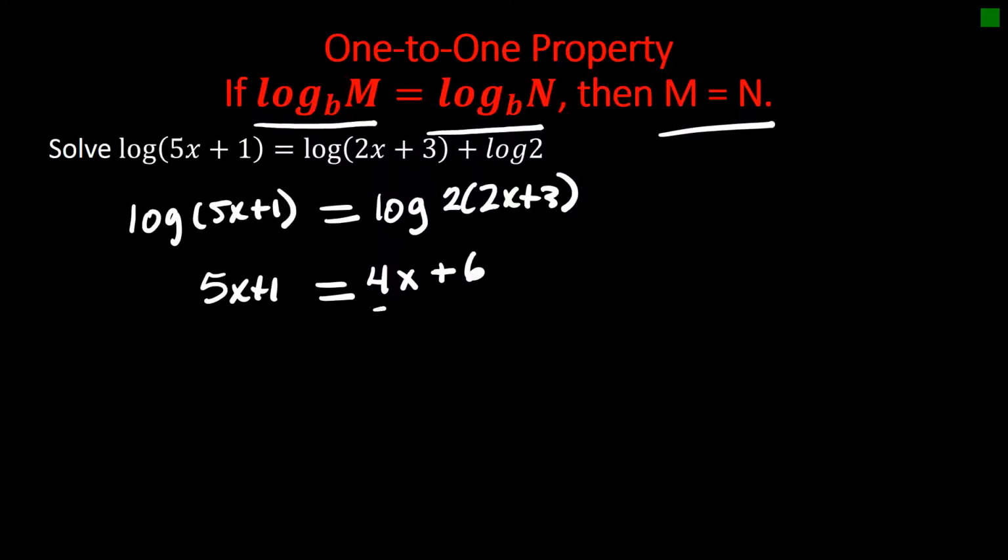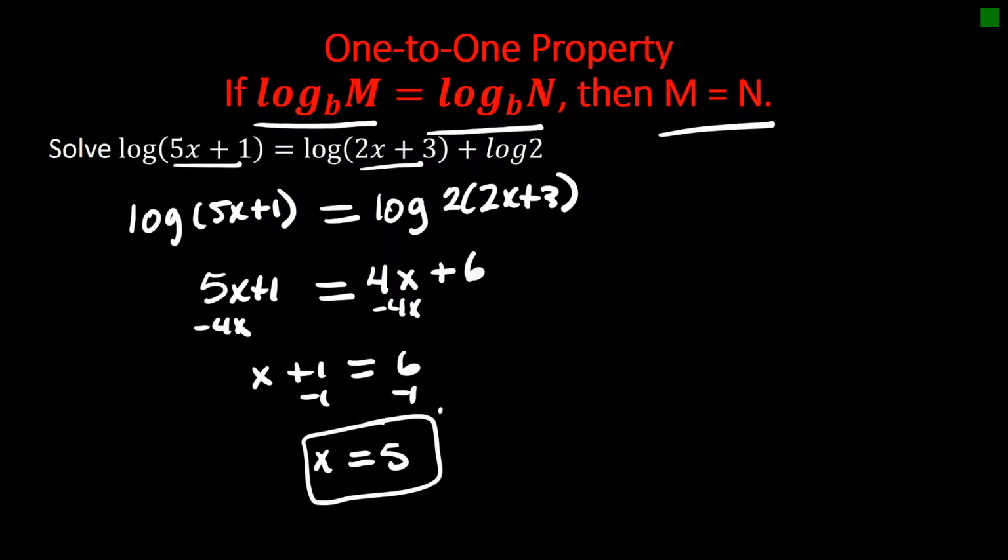And I want to solve. So let me subtract 4x from both sides. I'm going to have x plus 1 equals 6. And if I subtract 1, x is going to be 5. So let's see if this is a solution. If I go back to this log, 5 times 5 plus 1 is positive. 5 times 2 plus 3 is positive. So yes, that solution checks.